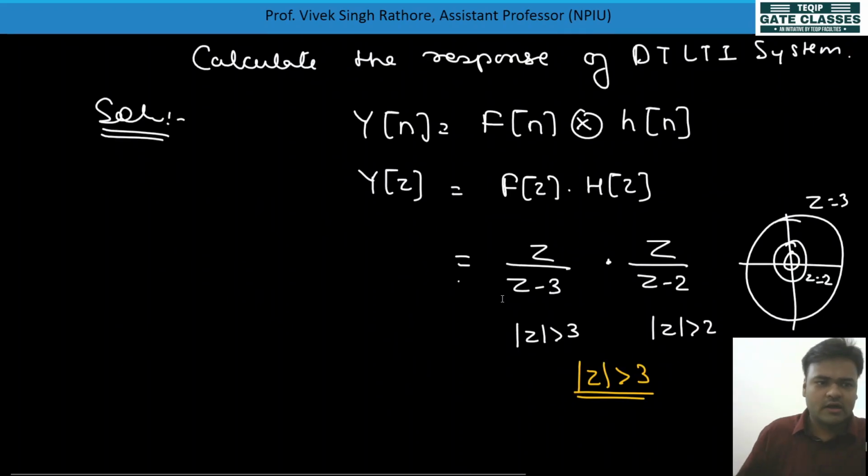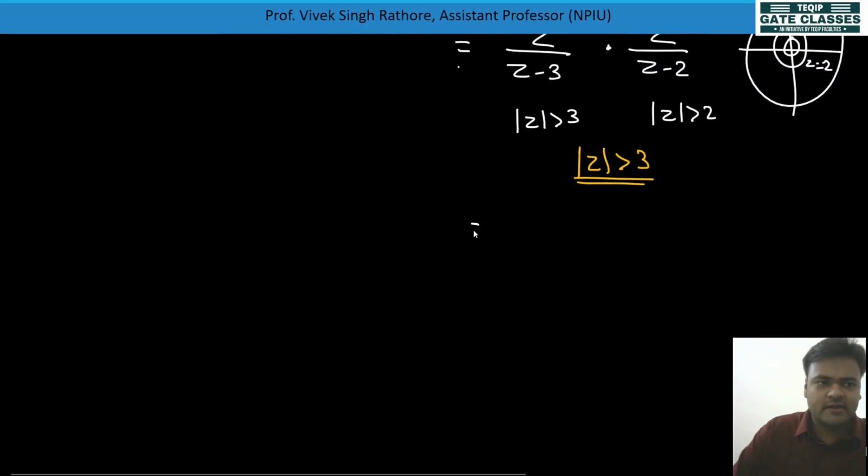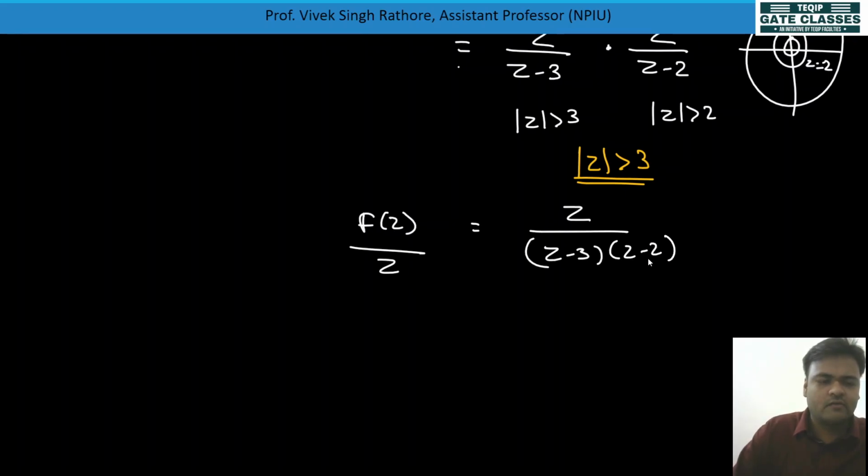Now as we have understood this, for the inverse z transform, as I told you, first of all you need to keep one z downside, so it will be z by z minus 3, z minus 2, and now you have to do partial fractions. So the partial fraction can be done like this: you'll have 3 over z minus 3, and then we'll have 2 over z minus 2.